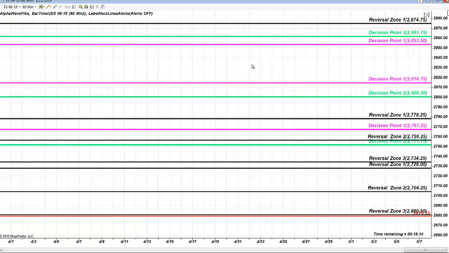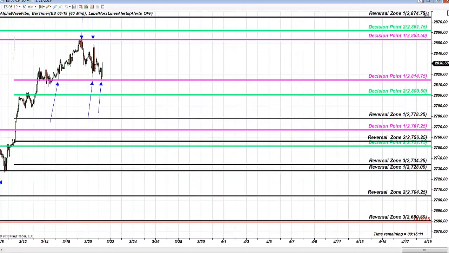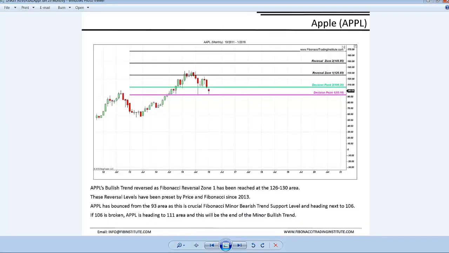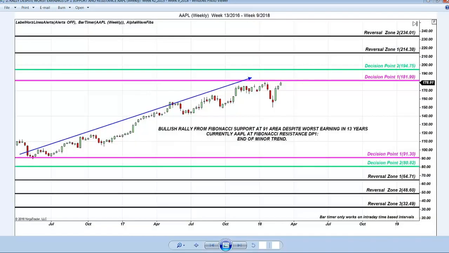And if I take the exact same chart right now on Apple, take a look. Apple at the exact same support at 93 in 2015 comes out with the worst earnings in 13 years. Worst earnings in 13 years don't mean a thing. Fibonacci support means everything. What did Apple do? Doubled in value. This is a chart that twinned with S&P this week.